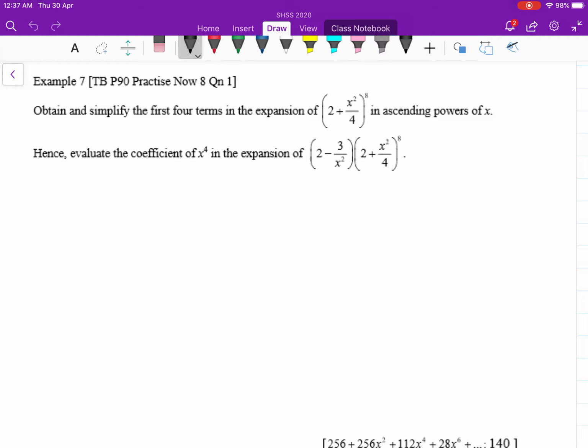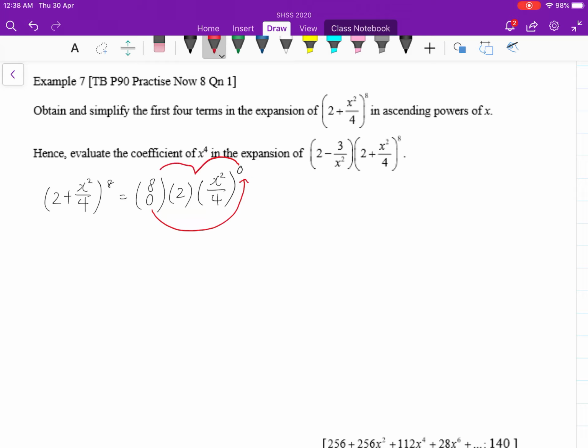Obtain and simplify the first four terms in the expansion of (2 + x²/4) to the power of 8. I want the first four terms. I start with 0, and then I put this 2, x squared over 4. If you remember what I taught you the previous time, the 0 is here, and then 0 plus 8 gives you 8. That's the first one. The second one is 8, 1.